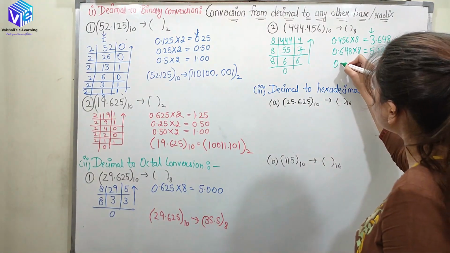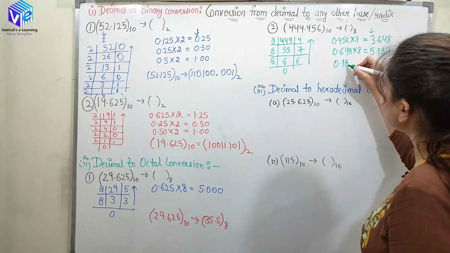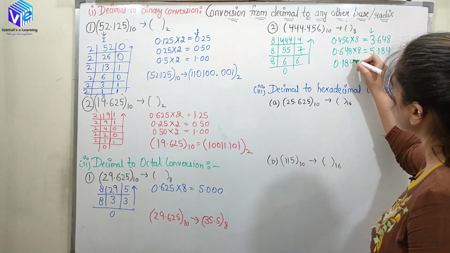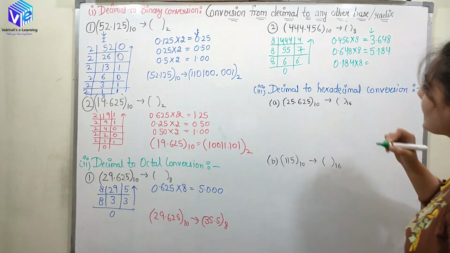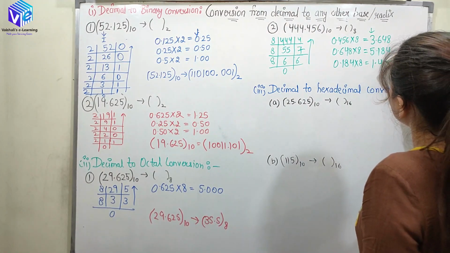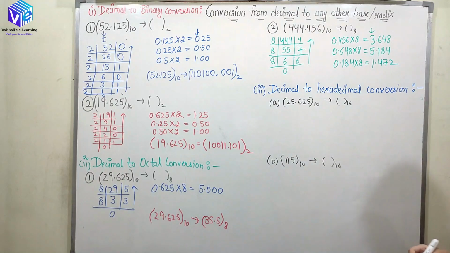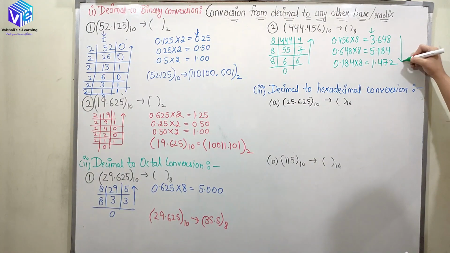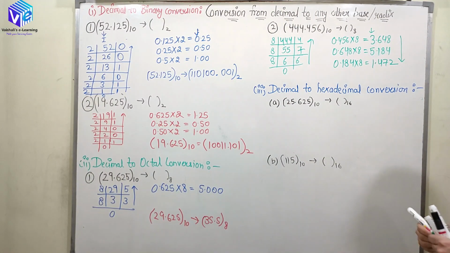I have to skip the integer and take the fractional part. So the fractional part is 0.184. Again I multiply it by 8. So now what will come? It will come out to be equal to 1.472, right? Now I have to see the integers and move from top to bottom, right?